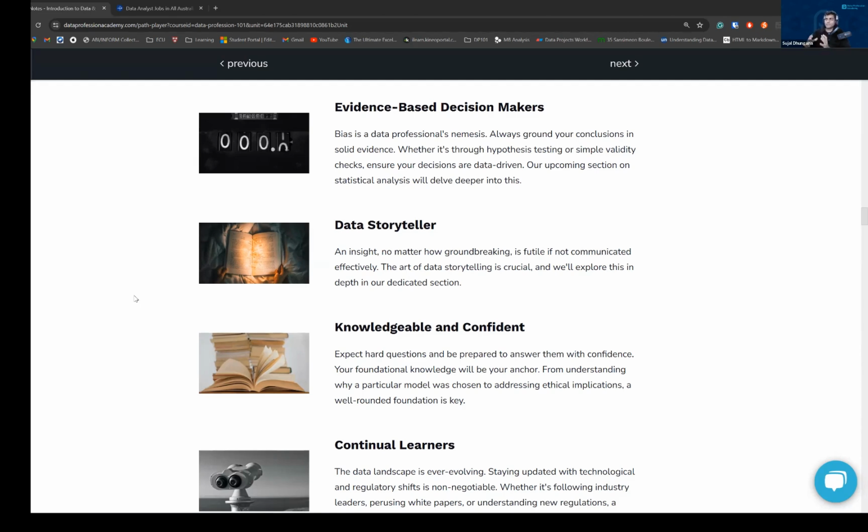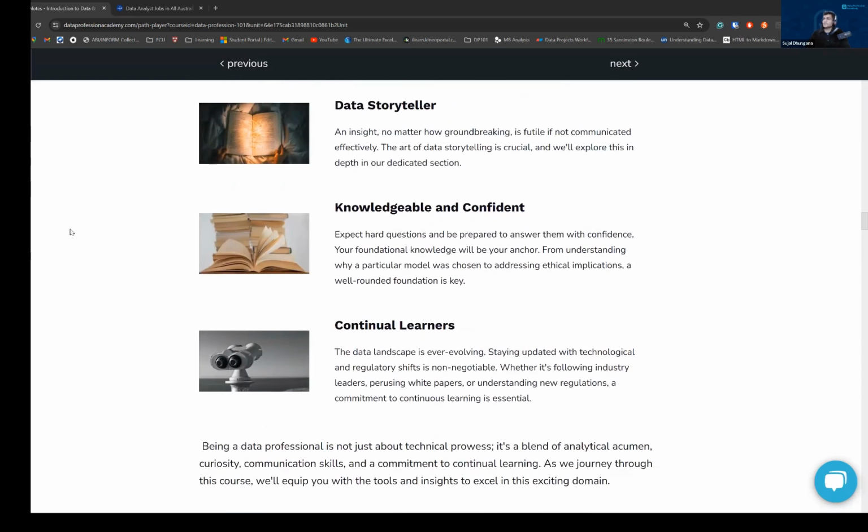We have a separate data storytelling section where we talk about all these kinds of things: how to make your story cohesive, how to make your story more persuasive, what kind of visuals to use, what kind of story to use. All those things we learn in the data storytelling section. Next, knowledgeable and confident. Every time you communicate your insights, or every time you're trying to propose something, it's normal to get setbacks. It's normal to get questions.